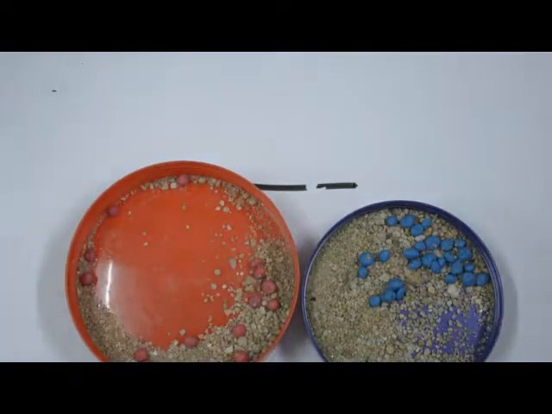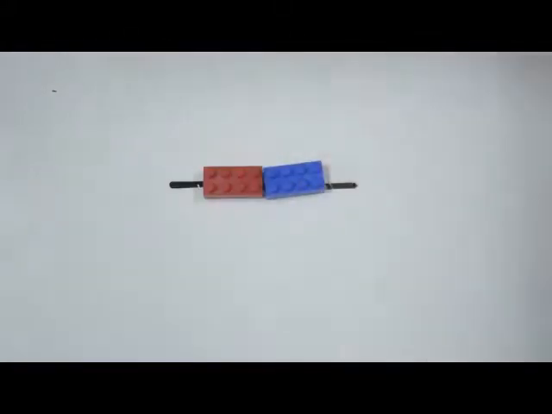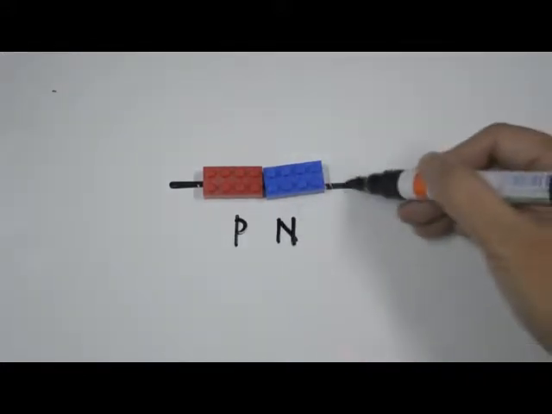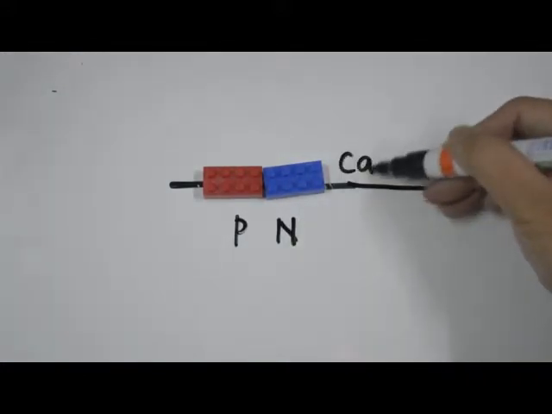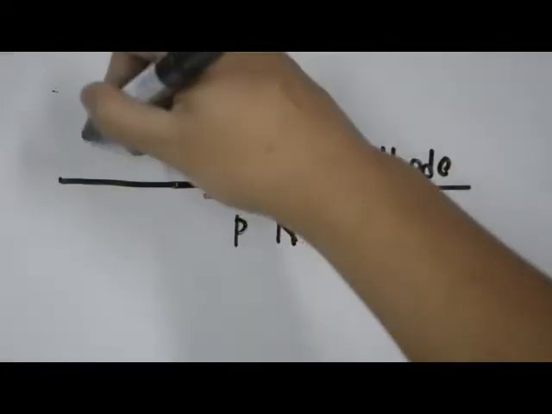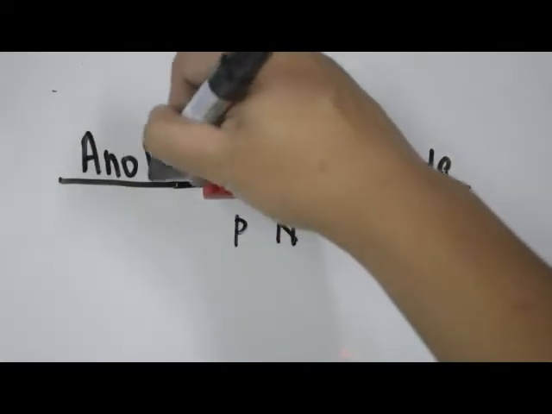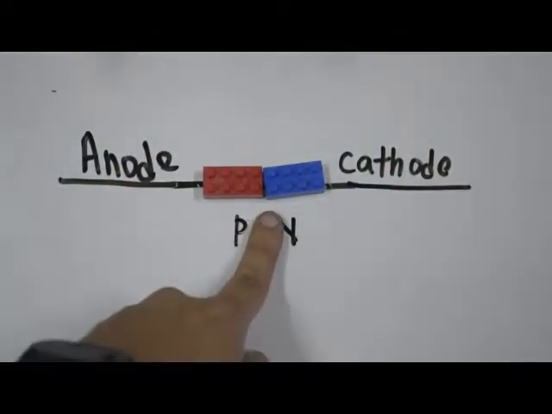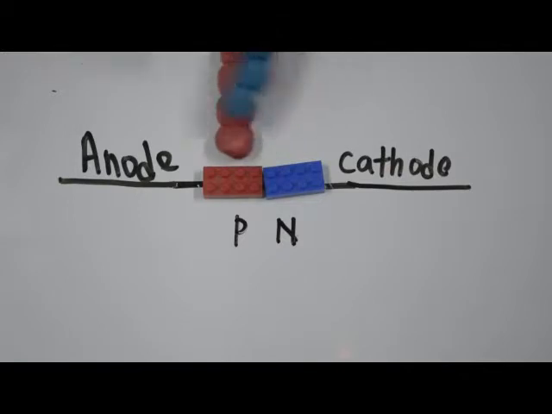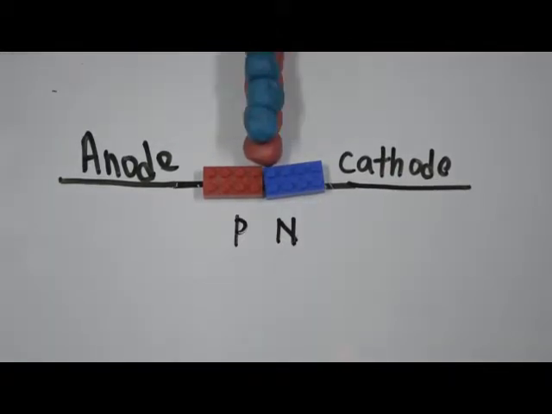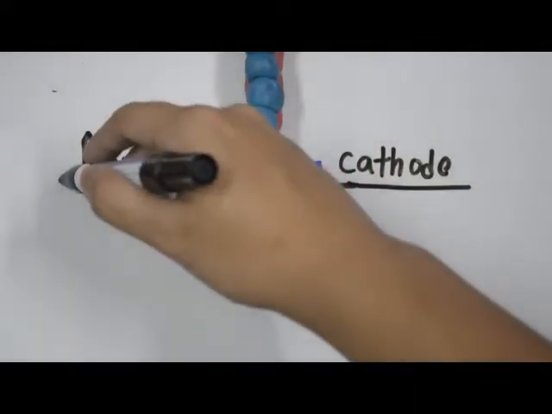Now, let's talk about diode. A diode is formed when we put a P-type semiconductor and an N-type semiconductor right next to each other. We call the P side anode and the N side cathode. The area where the N-type semiconductor meets the P-type semiconductor is called a junction. At the junction, nearby free electrons will fill up nearby holes when there is no electricity involved.